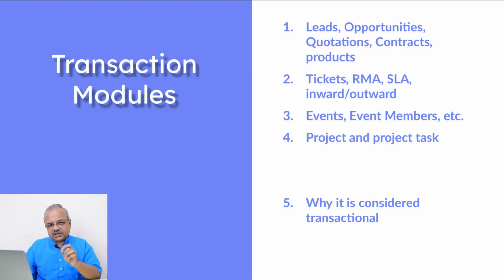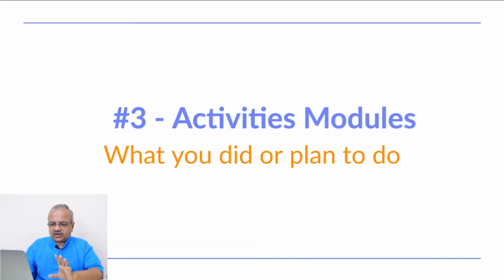So why is it called a transaction? We have already talked about it. Because it has a specific end, and the end can be more than one. And this can happen with one account or one contact many times repeatedly. It is generally related to master records.